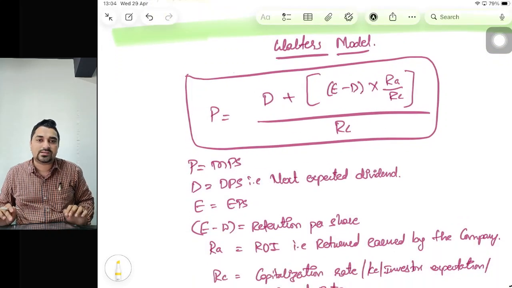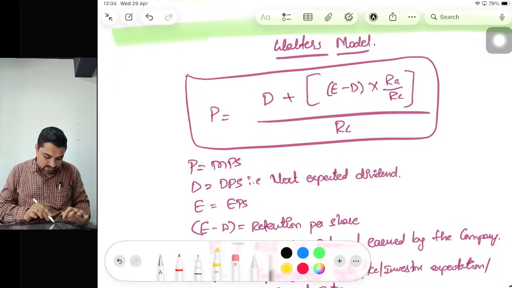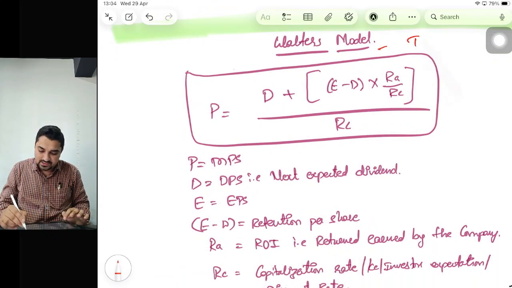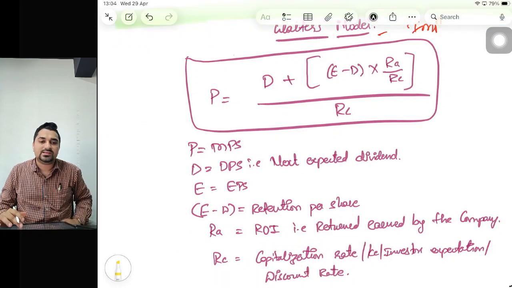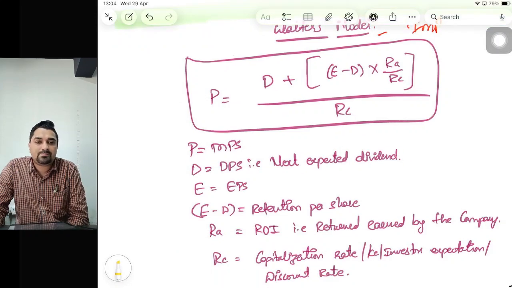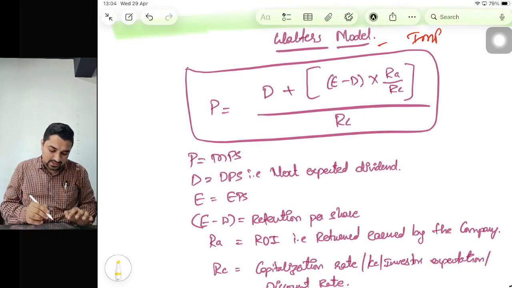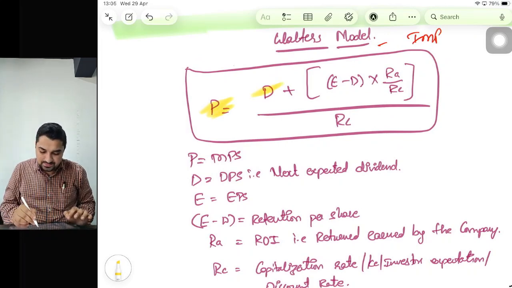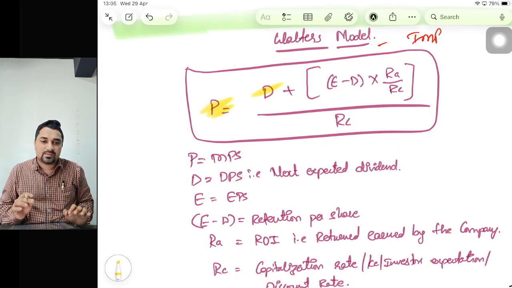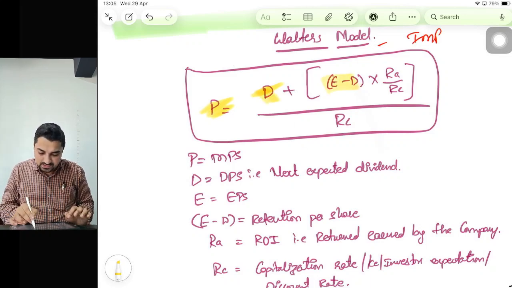First one is Walter's approach. From an exam point of view, Walter is important. So what is the formula given by Walter? The formula is P equal to D plus E minus D into RA by RC, the whole divided by RC. First understand the formula. What are we calculating? P, on the left hand side. Remember, brackets are important. D is outside, plus E minus D.